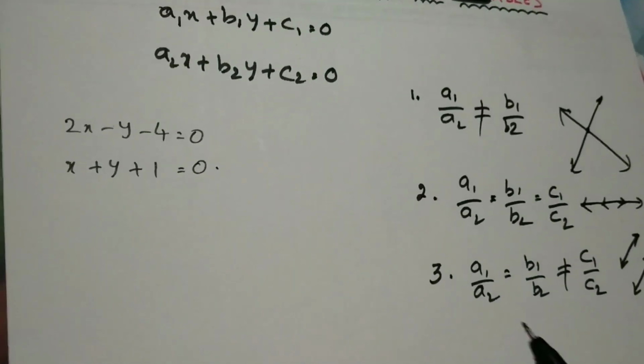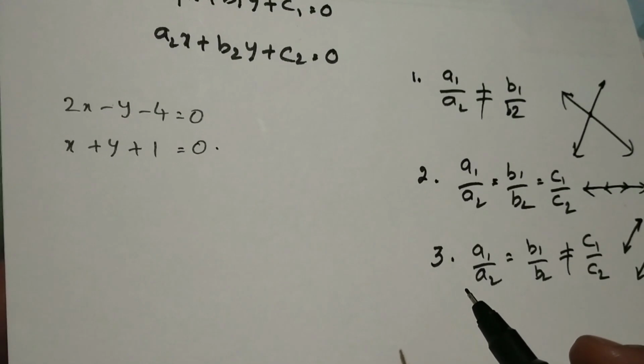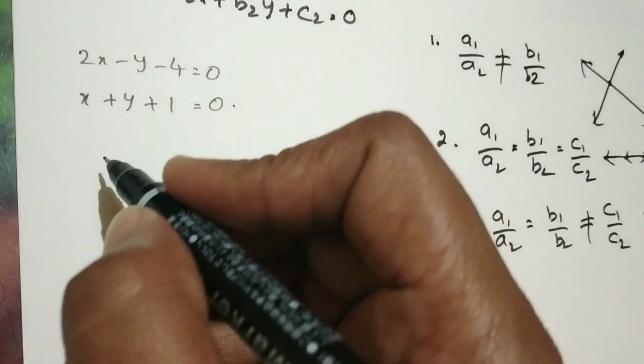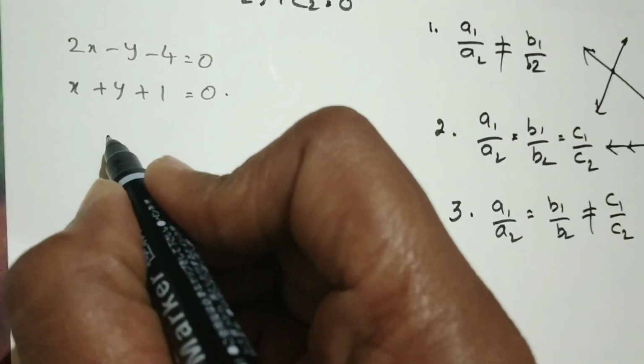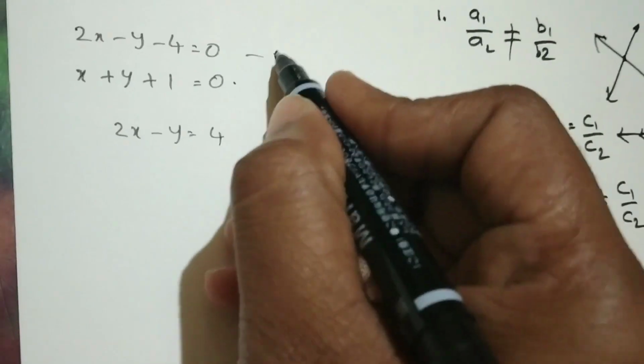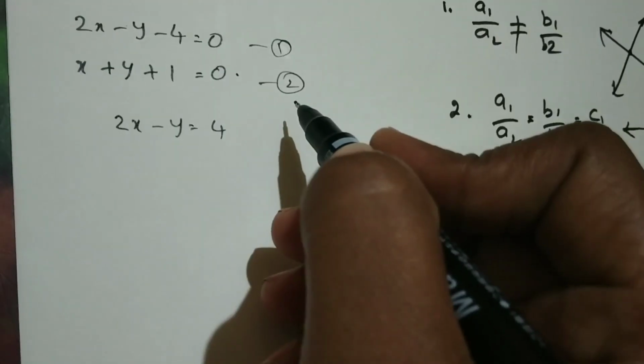That is the elimination method, substitution method, cross multiplication method. You can use any one of those 3 or 4. In this one, how to solve this: 2x minus y is equal to 4. This is the first equation as I wrote it. This is the second equation.